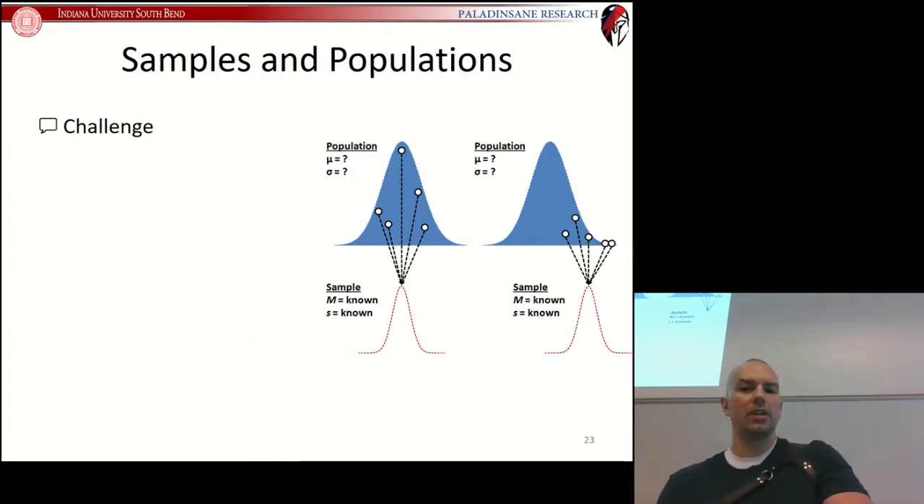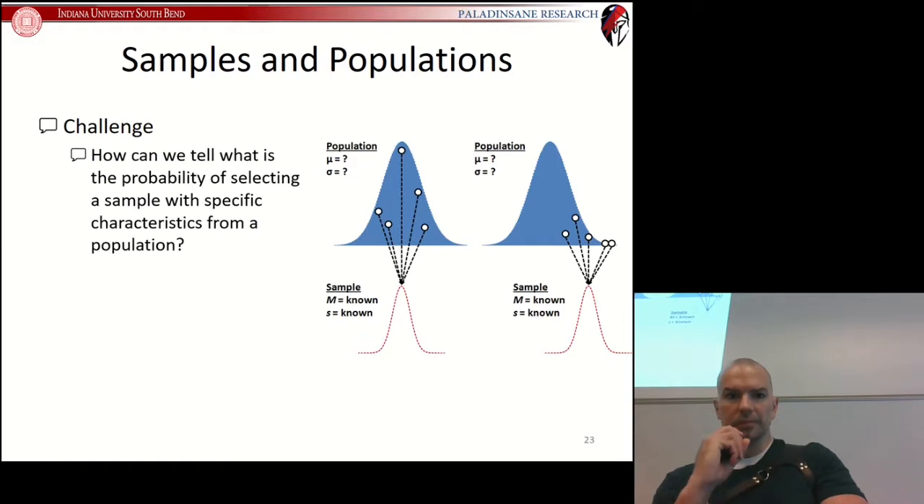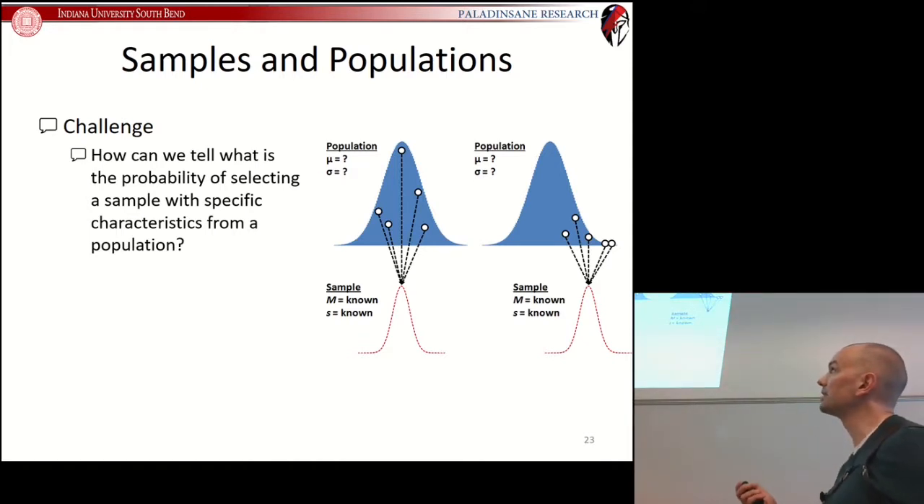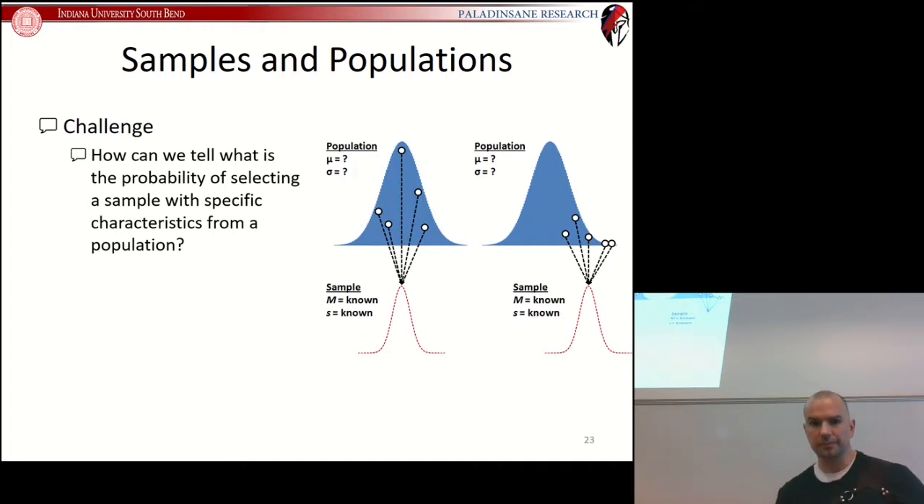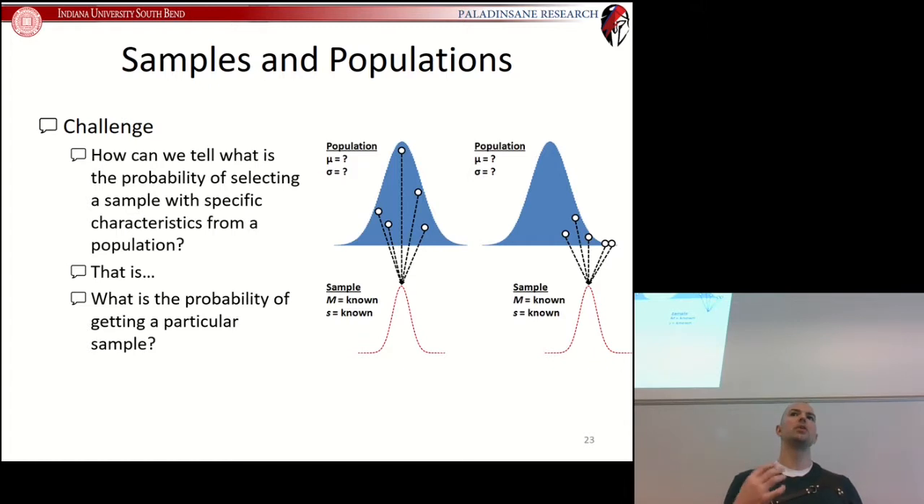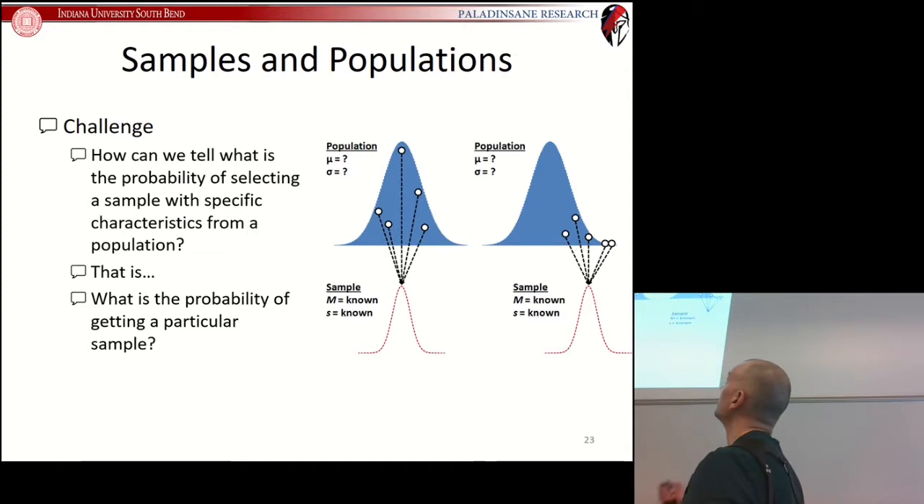And what we need to figure out is how we can tell the probability of selecting a sample with specific characteristics from a population. So we need to figure out what is the probability of getting a sample like this versus getting a sample like this. In other words, what is the probability of getting a particular sample? Now, we can tell intuitively that one of these is highly likely to occur, and the other one is completely unlikely to occur.